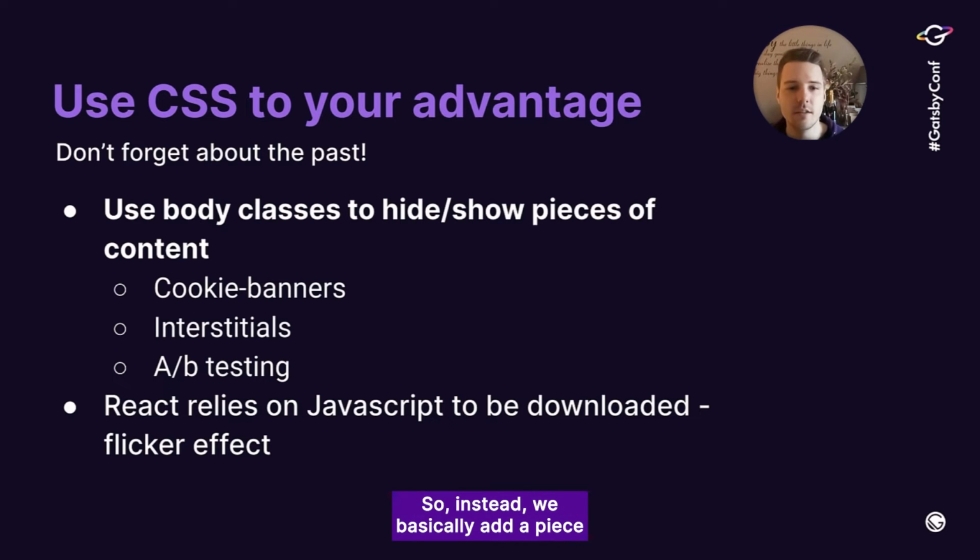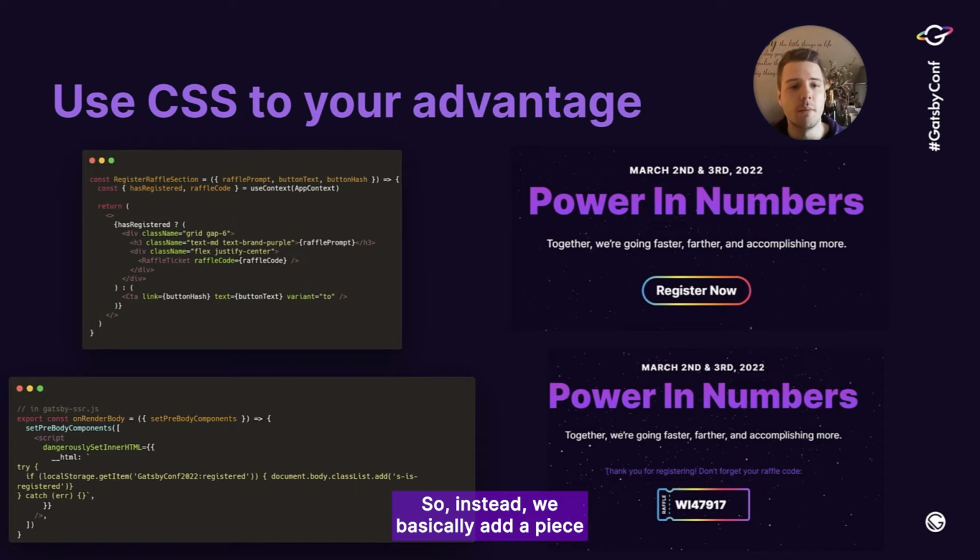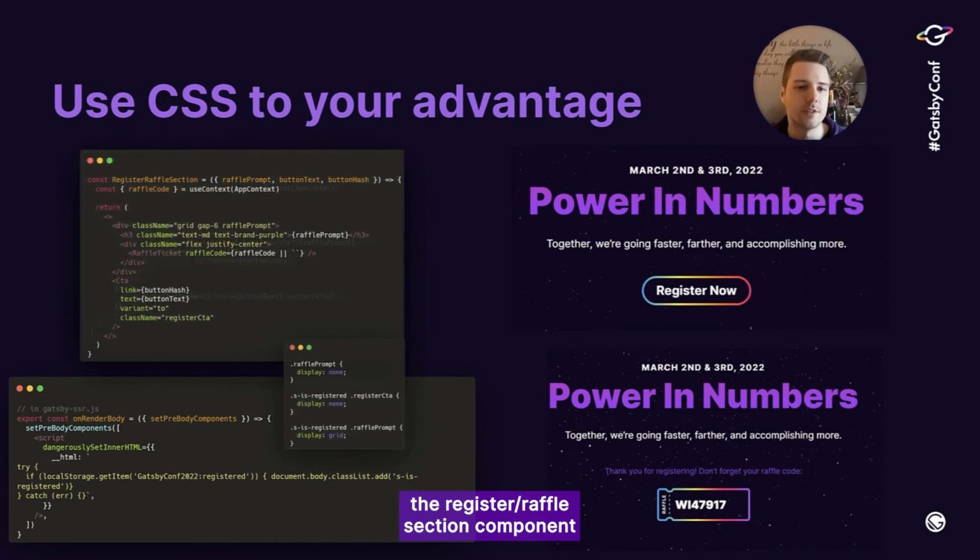So instead, we basically add a piece to the bottom of Gatsby SSR on render body, and we inject some small script component. And the script basically just checks local storage. If it's true, then I add the as-is-registered component class name to the body. And then we can change the register raffle section component to use raffle prompt and register CTA class names, so we can target them in the CSS.